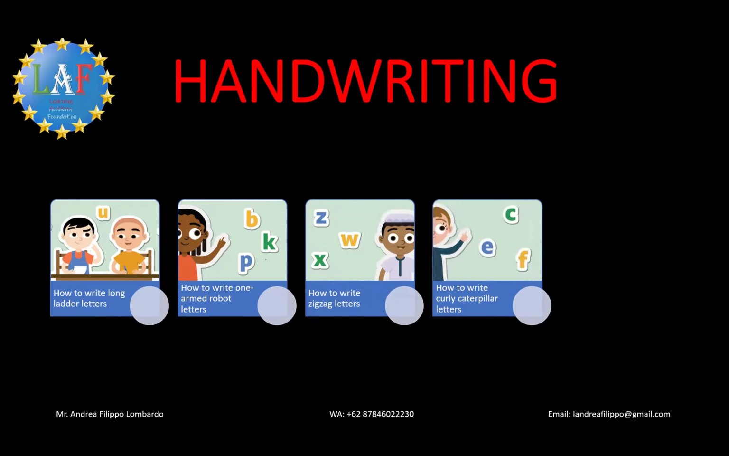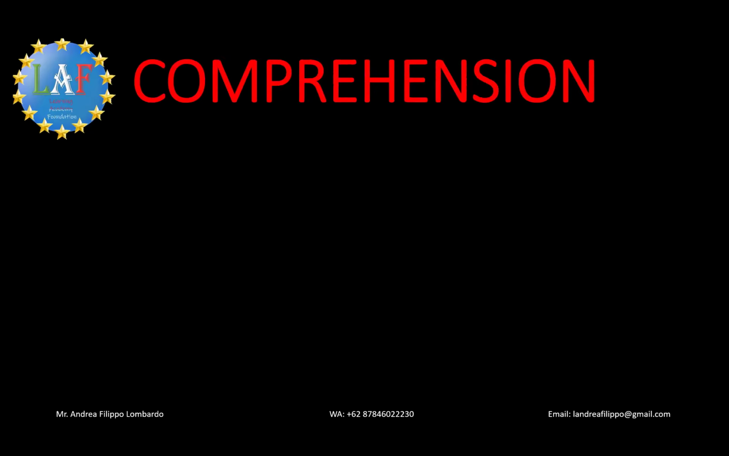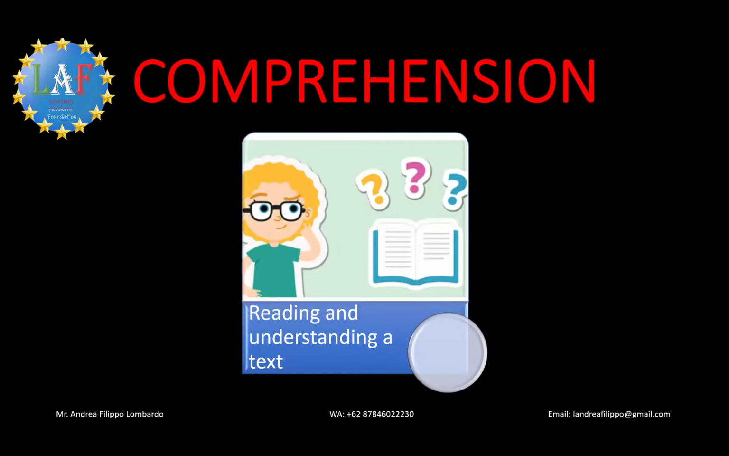They will learn how to form the curly caterpillar letters C, A, D, G, Q, O, E, S, and F. And finally, they will discover how to identify and form the 4 different letter types. The next section after handwriting will be about comprehension, where the students will learn how comprehension skills can help them understand a piece of text.